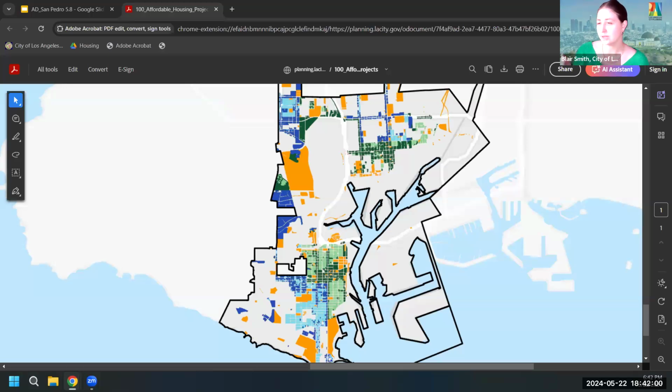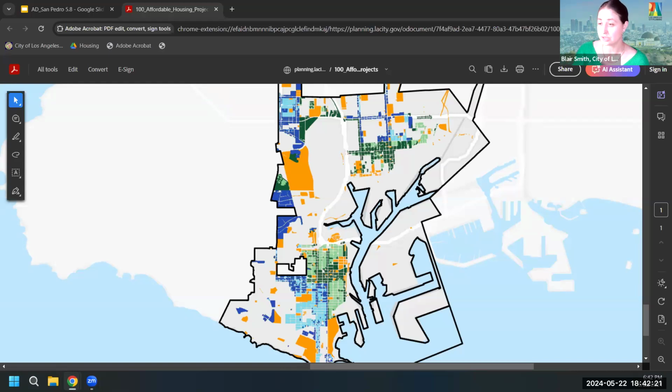So, I think the question is more about how did properties get picked for each, right? And for state density bonus, those are properties that are already eligible for state density bonus today. We're just identifying sites that today can utilize programs. So it's not changing the eligibility for properties that are eligible for state density bonus. It's just showing them on a map.